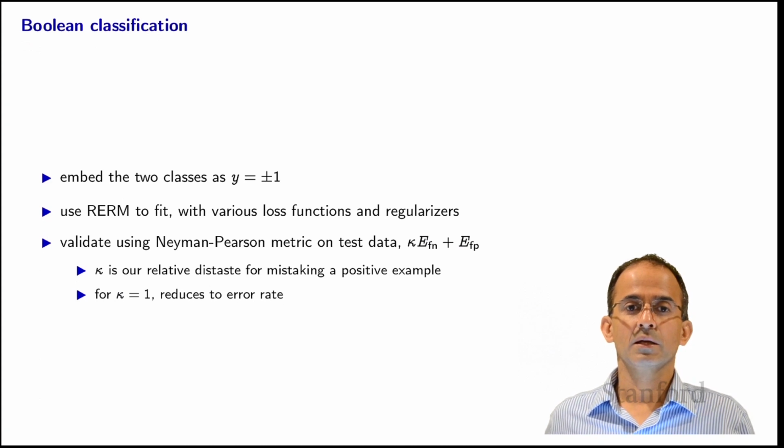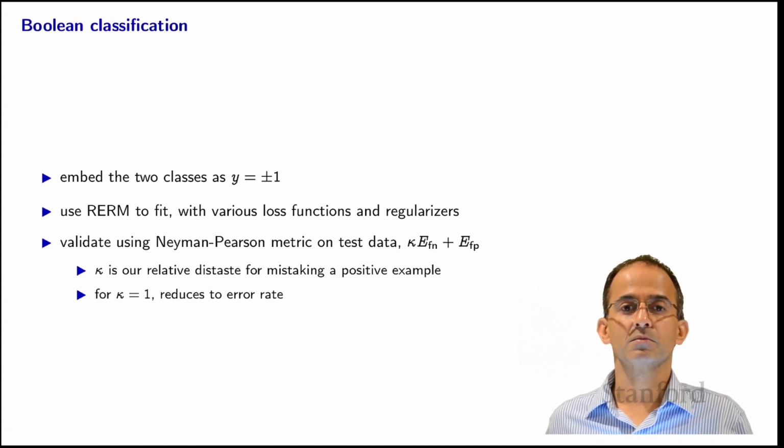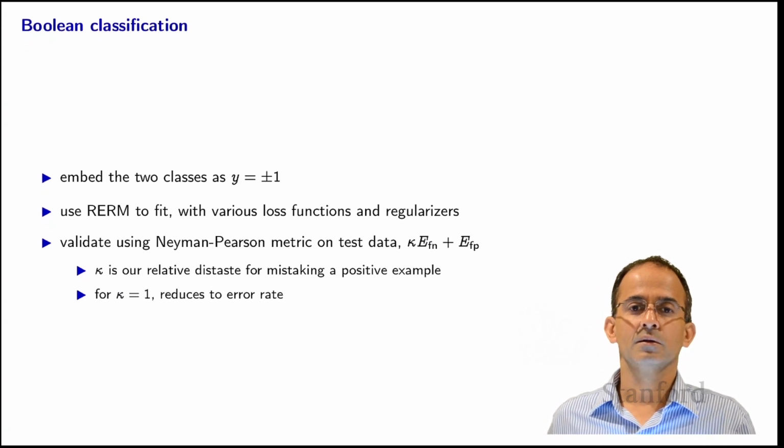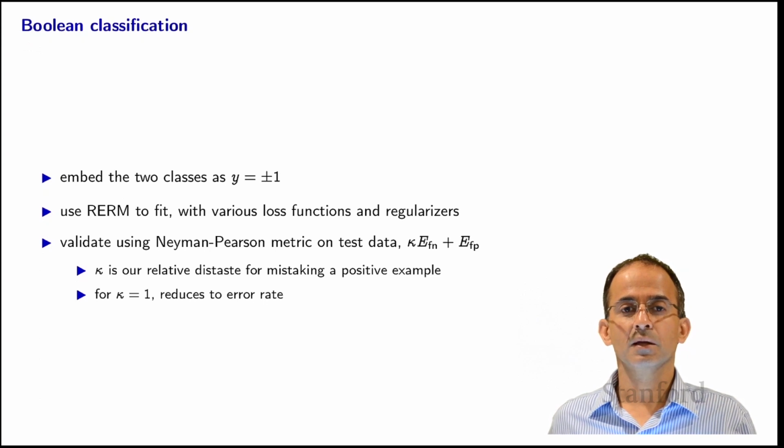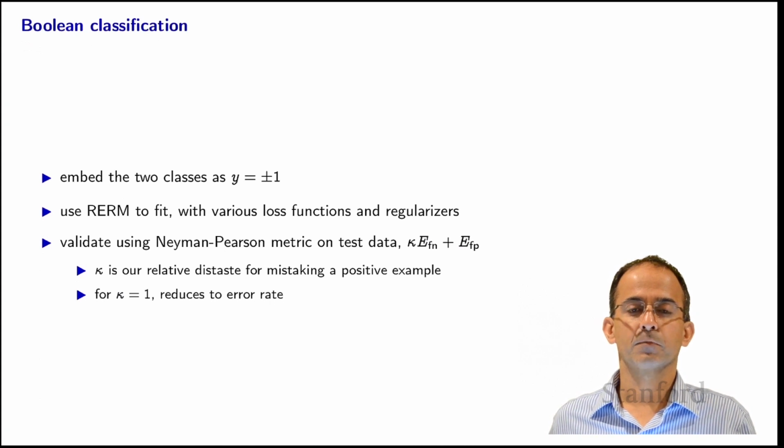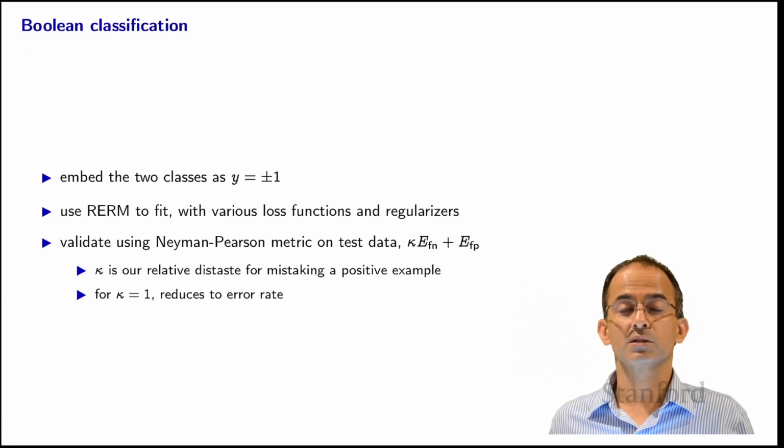And then we use the Neyman-Pearson metric with our choice of kappa to express our preference for false negatives and false positives. And we can validate using that as our performance metric. And of course, when kappa is 1, this reduces to the sum of the false negative rate and the false positive rate, which is the error rate.